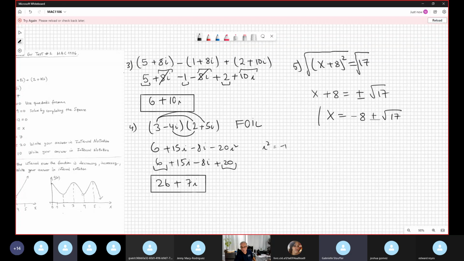Okay, leave it like that, super perfect. Or the student can separate the solution. The solution set is minus 8 plus radical 17, comma, minus 8 minus radical 17.